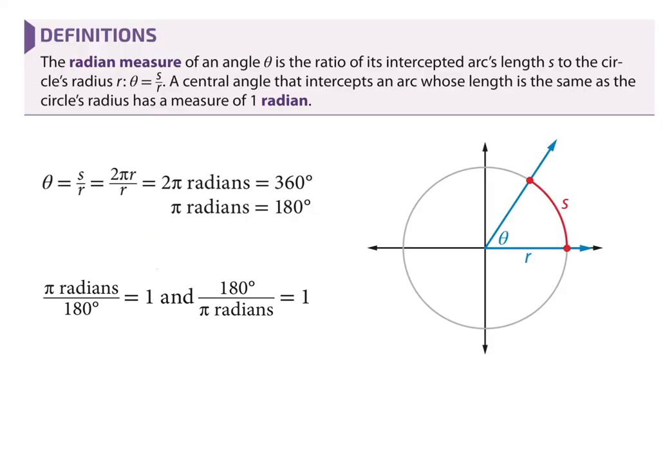All right, so this should be a review topic. The radian measure of an angle, theta, is the ratio of its intercepted arc length, s, to the circle's radius. Theta is s over r. A central angle that intercepts an arc whose length is the same as the circle's radius has a measure of 1 radian. So think of radian as the linear distance that you travel in a circle, and your angle or degree is the angular measure that you travel, right?